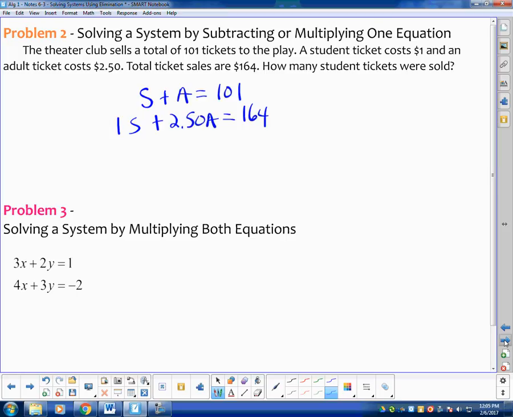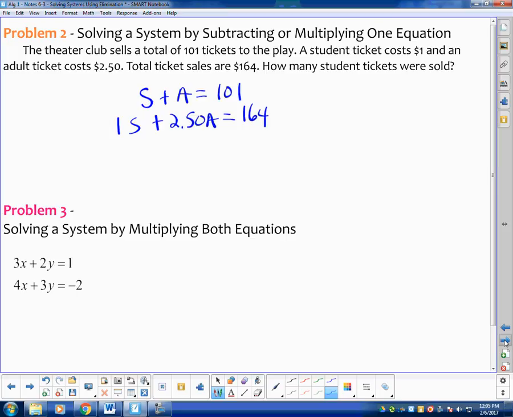If I were to use elimination, I can't directly add them. If I just put a line underneath it and added them, I would get 2 S's and 3.5 A's. That doesn't eliminate either the S's or the A's, right? So we've got to use that trick where we multiply through by -1.